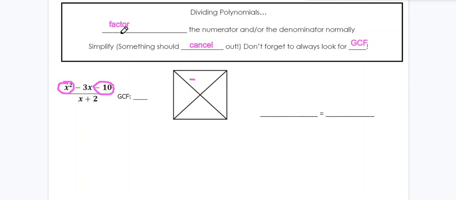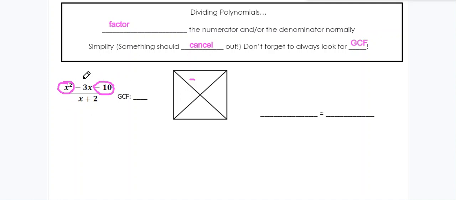Okay, so first things first, we're going to factor the numerator and/or denominator normally. Then we're going to simplify. Something should cancel out. Don't forget to always look for the GCF. All right, so I looked at the GCF here. There is no GCF here. There's nothing that can go into all these, except for one, and that's not going to change anything.